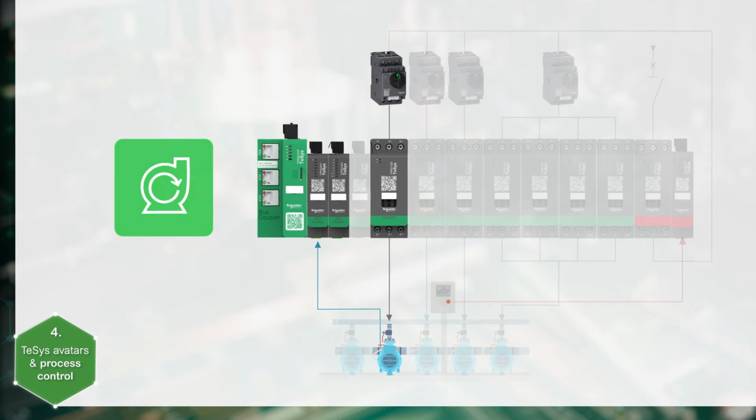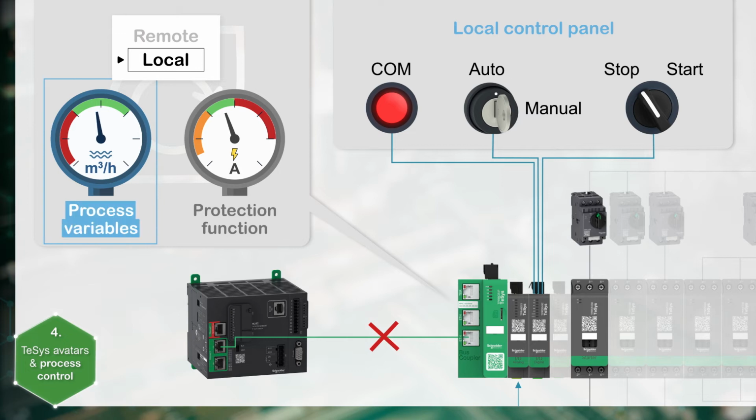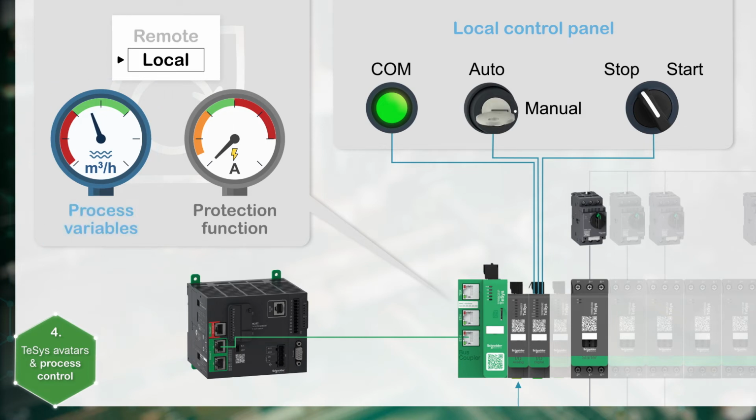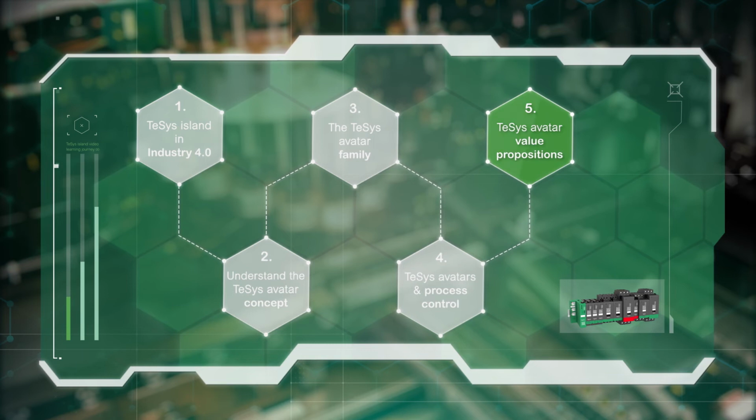Let's take again the example of the pump avatar. In case of communication loss, the system transitions to degraded mode and the avatar to local control mode. Then, the avatar is managed depending on process variables and local inputs. If set so, the avatar can switch back to remote control mode automatically when degraded mode is ending. It is possible to switch the avatar from remote control to local control mode with the manual mode override command. And last, the pump avatar can also be configured in an autonomous control mode in order to operate independently from the PLC.